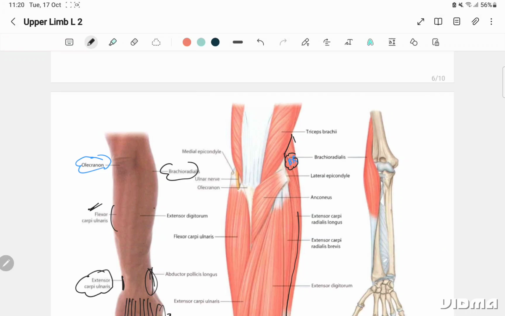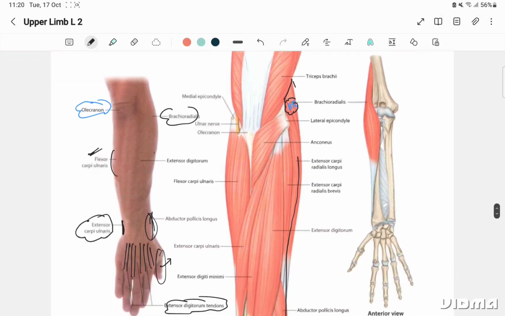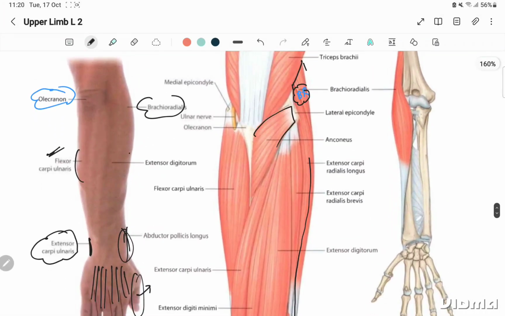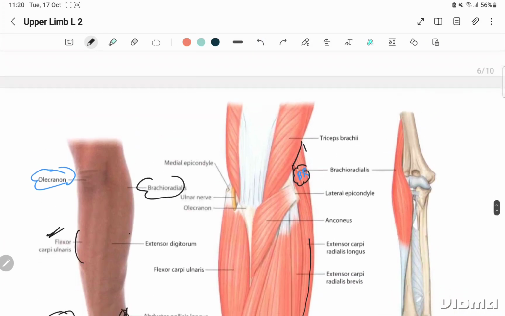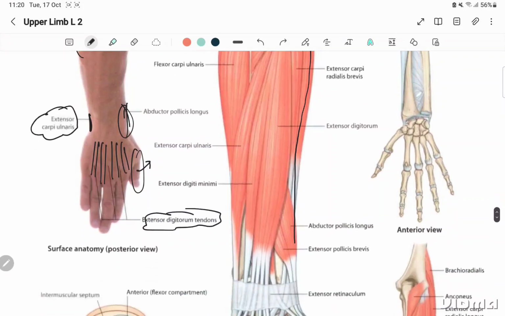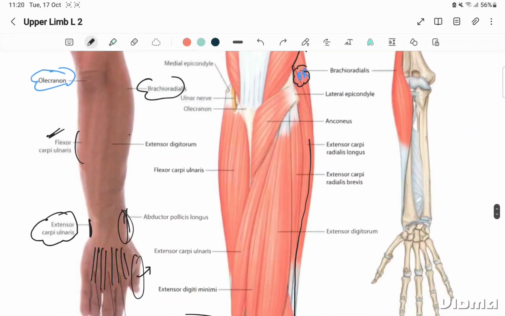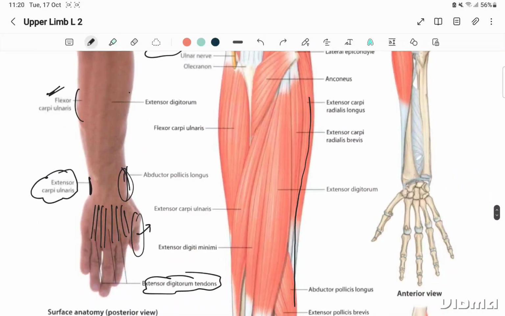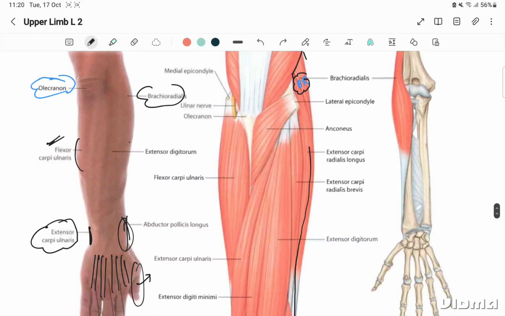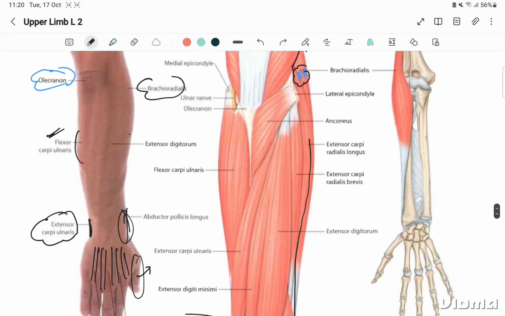Then we have a muscle called the anconeus. The anconeus muscle is a small muscle present over here. This is the anconeus, and we have extensor... and anconeus is done. Then we have this muscle. Just look at this.